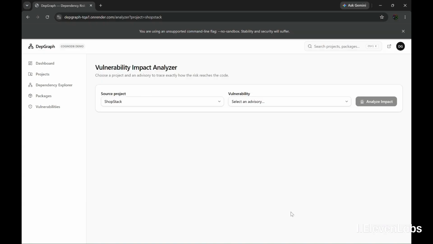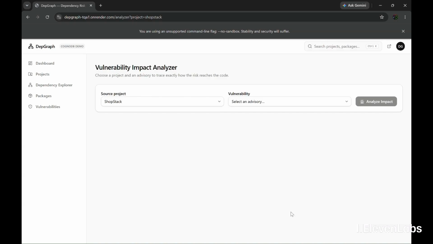Now we can focus on a package with a security advisory. But identifying a vulnerable package is only the first step. We also need to understand which version is affected, whether the dependency is direct or transitive, and how that package is connected to our project. That's where the vulnerability impact analysis becomes important.